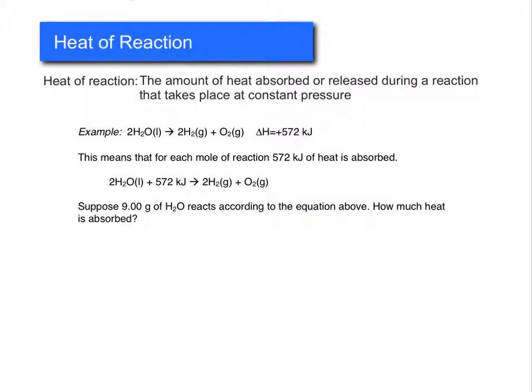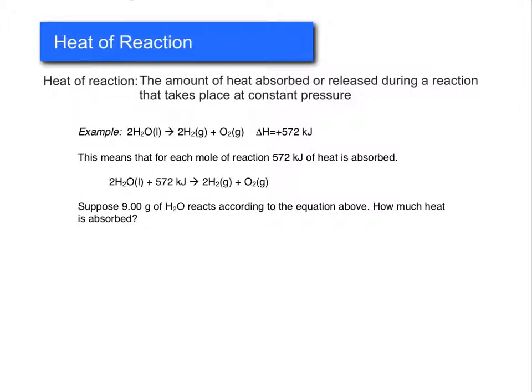All right, so let's do an example now. So we have water breaking down into hydrogen gas and oxygen gas. And it says here that our delta H for this reaction is positive 572 kilojoules. And so what that means is that for every mole of this reaction, 572 kilojoules of heat is absorbed. All right, absorbed means that the reaction is going to require energy in order to happen. And so that should make sense to you in terms of what you know about water.